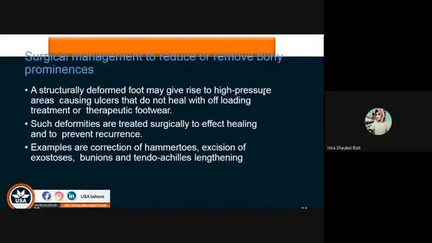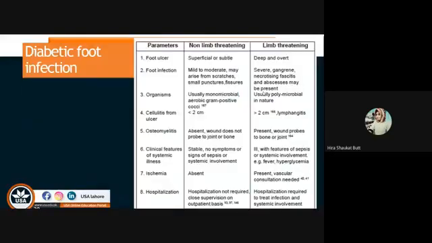And how to do the surgical management to reduce or remove bony prominences? A structurally deformed foot may give rise to high pressure areas causing ulcers that do not heal with offloading treatment or therapeutic footwear. Such deformities are treated surgically to effect healing and to prevent recurrence. Examples are correction of hammertoe, excision of exostosis, bunions, and tendo-Achilles lengthening, but that depends upon the choice of the orthopedic surgeon.